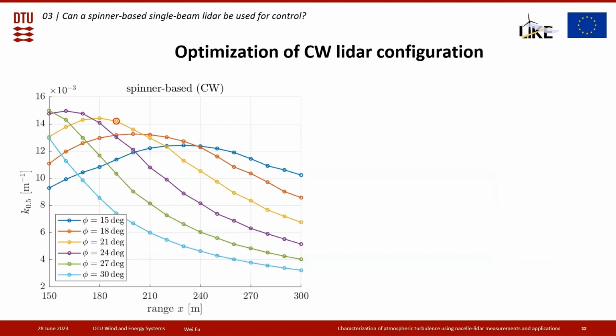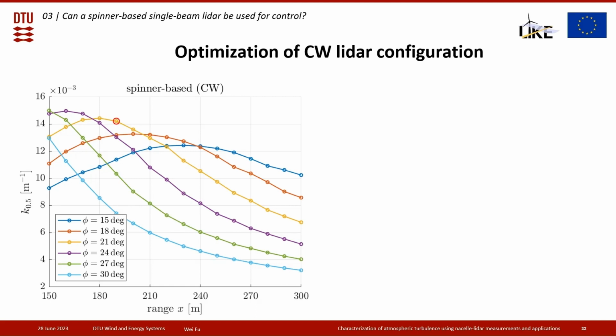Here I'm showing the optimization of a continuous wave LiDAR configuration. In this plot, the horizontal axis is the different LiDAR measurement range. Each curve represents a different half-cone opening angle from 15 degrees to 30 degrees. The vertical axis is the measurement coherence bandwidth, K0.5. So each point here represents a combination of a different opening angle and a measurement range.